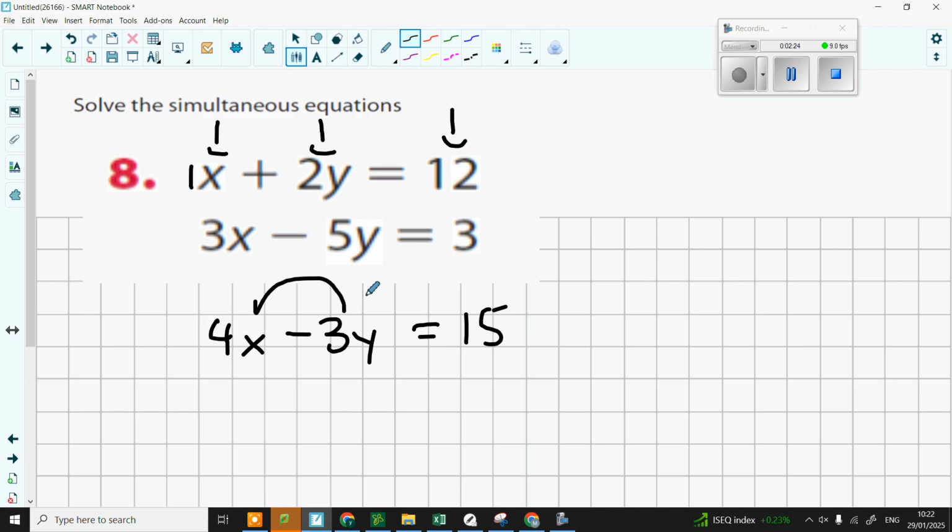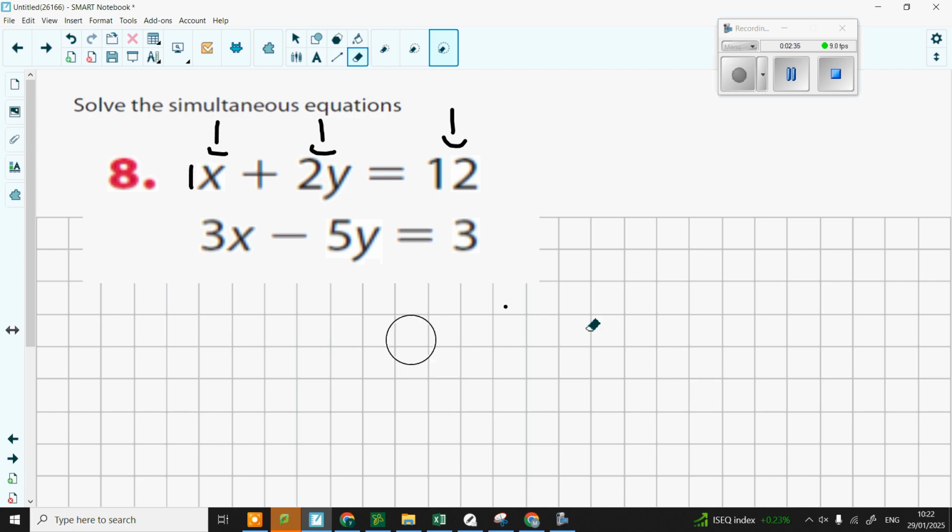See the way we still have both letters? But see in the last question, one of the letters disappeared. Okay? So we have a choice. You get to choose which letter you'd like to disappear first. Go on, put your hand up and give me a letter. You can't be wrong. Yes. You want x to disappear.